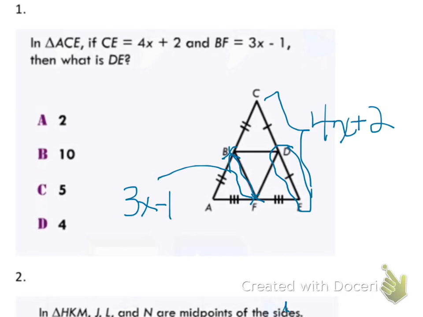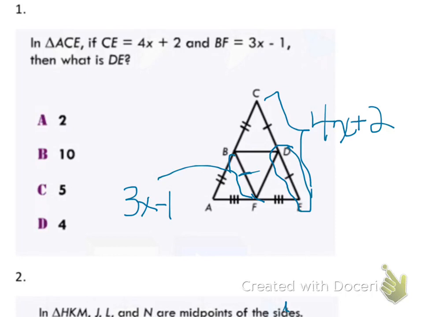So let me get rid of some of these markings so we can see what we're talking about here. So right away what I know is that BF is going to be half of CE. Well, what else is half of CE? Well, CD is half, and so is DE. And they have one hash mark on them. So I'm going to put one hash mark here. So I don't have an expression for CD or DE.